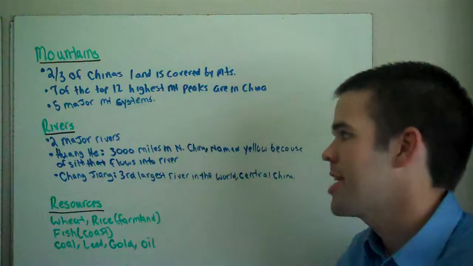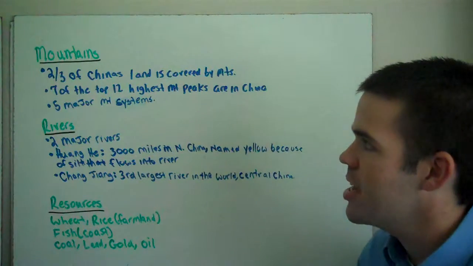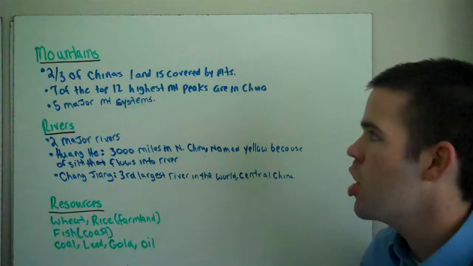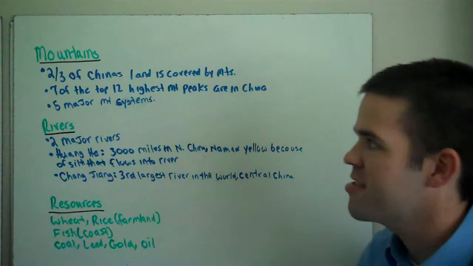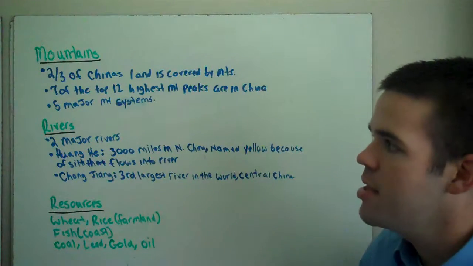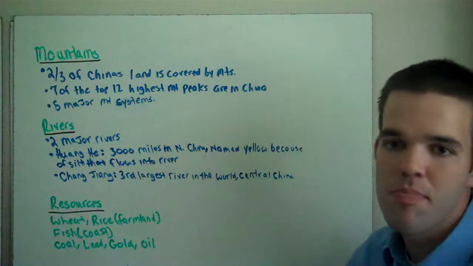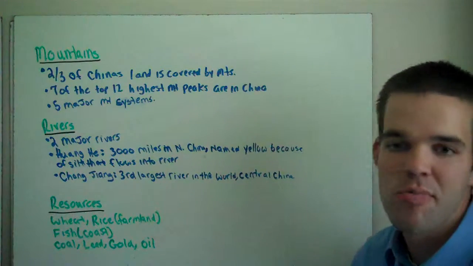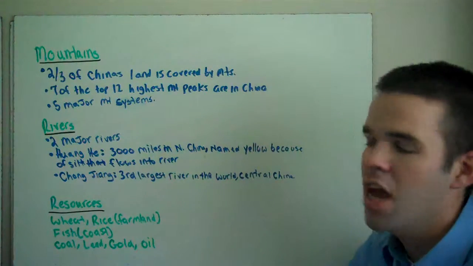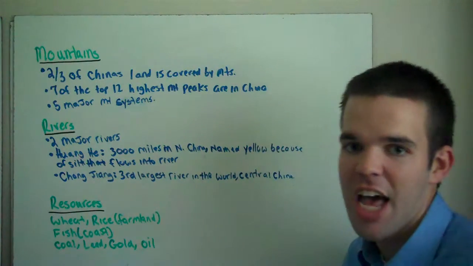So what have we covered today? We have covered the major rivers, the Huanghe and the Chang Jiang. We have covered the mountains, that 2/3 of all China is made up of mountains, and 7 of the top 12 are located in China. We have also talked about where China is. We have talked about the major natural borders and the landforms, the Gobi Desert, the Pacific Ocean, and the rugged mountains. This is the geography lesson of ancient China for today.